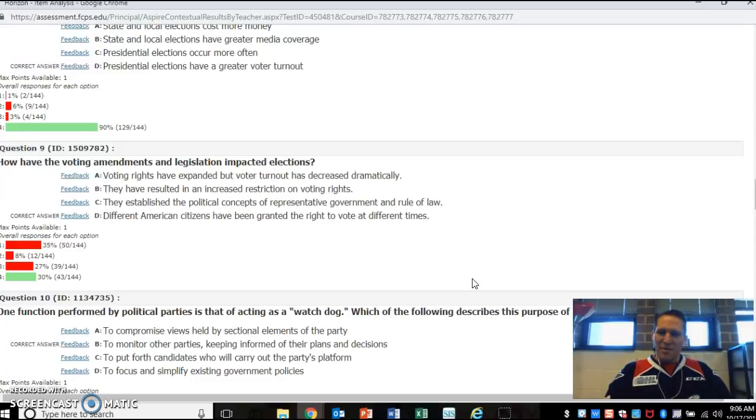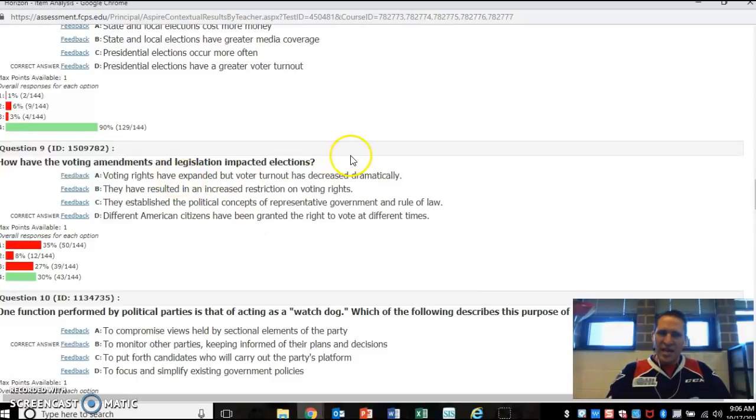The voting amendments. I told you you didn't need to know the specific amendments, but you needed to know the overall impact that they had, right? So think about it. African American men can vote. Now women can vote. And then people who are age 18, 19, and 20 can vote in federal elections. So what's going on with these? What do they have in common? The answer is D, different American citizens. Different American citizens have been granted the right to vote at different times throughout history.